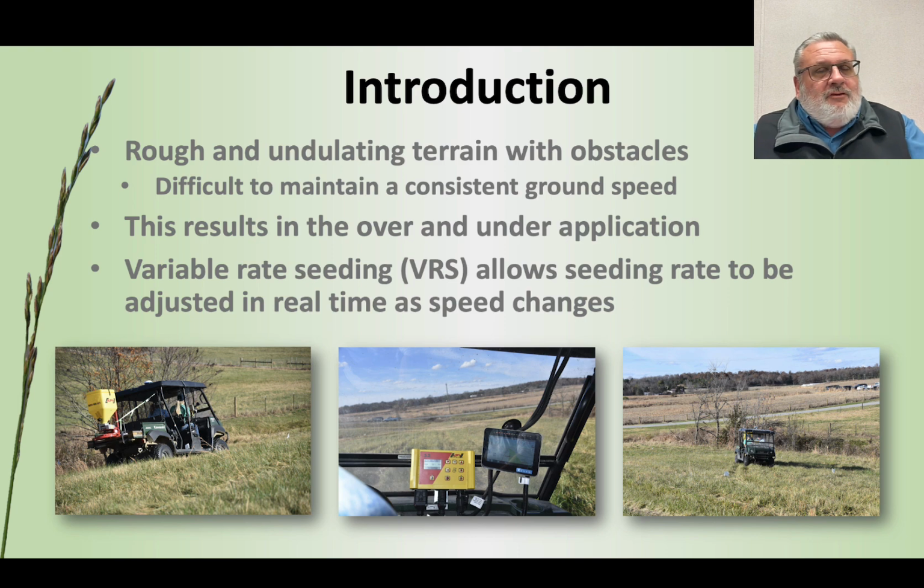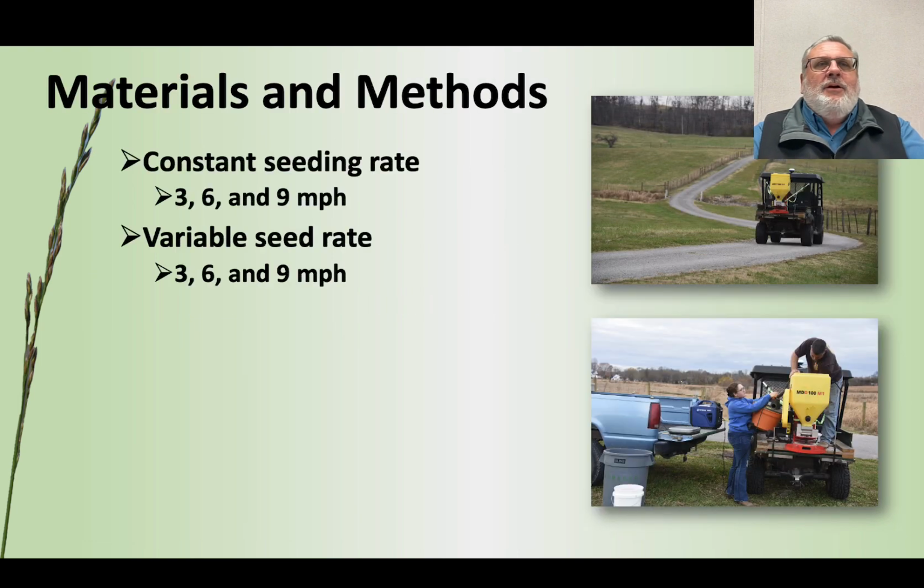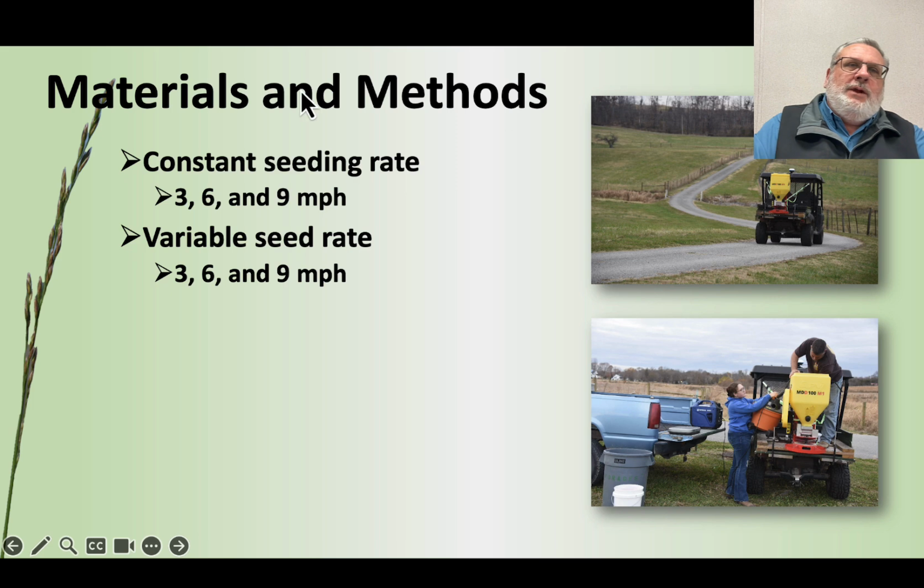So one of the questions that we had was, how well does this actually work? So we put a little study together, and we had two treatments. We had a constant seeding rate, where we can set that seeder to put out the same amount of seed regardless of our speed, or we had a variable seeding rate that changed as our ground speed changed. We calibrated the seeder for 6 miles an hour. Then I either drove 3 or 9. We did the same thing with variable seeding rate, calibrated for 6, and drove 3, 6, and 9 miles an hour.